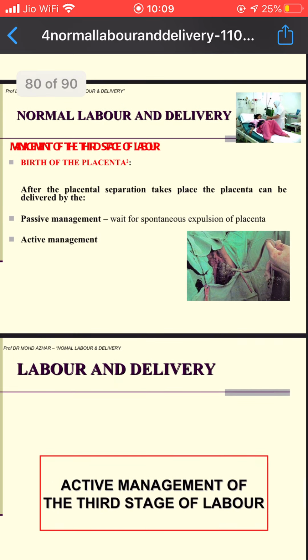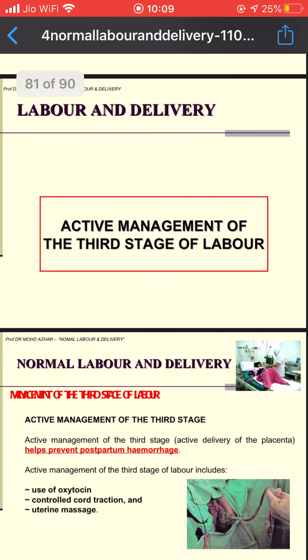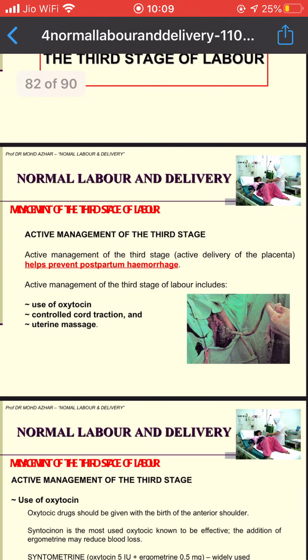How do you manage the third stage of labor? After the placental separation takes place, the placenta can be delivered by passive management, waiting for spontaneous expulsion of the placenta, or you do an active management. What is active management of the third stage? Active management of the third stage is the active delivery of the placenta, which helps prevent PPH. It involves the use of oxytocin, controlled cord traction, and uterine massage.